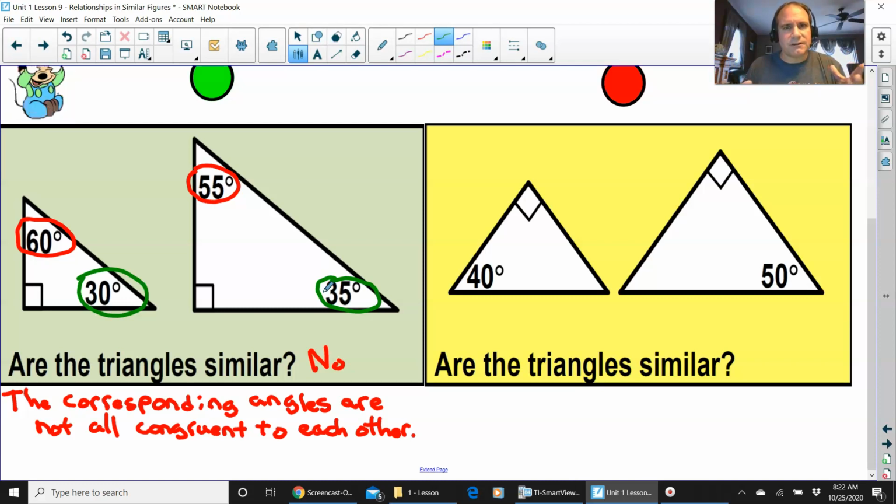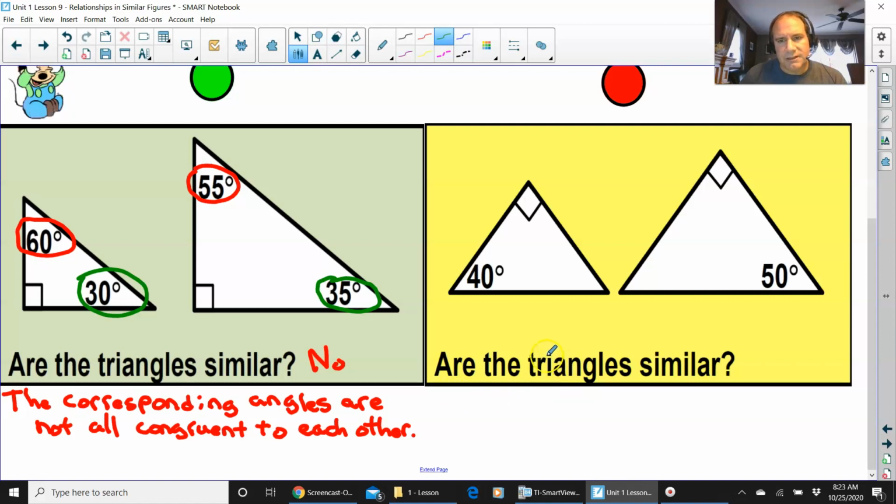Of course, similar figures are usually different sizes, but they have to be the same shape. If the corresponding angle measures don't match up, you really don't have the same shapes. Even though it might look similar, from the eye you can't tell that this is 35 degrees and this is 30. So are these triangles similar? No. And this is the justification that you must put on the bottom: the corresponding angles are not all congruent to each other.